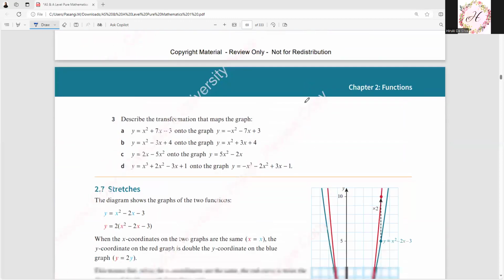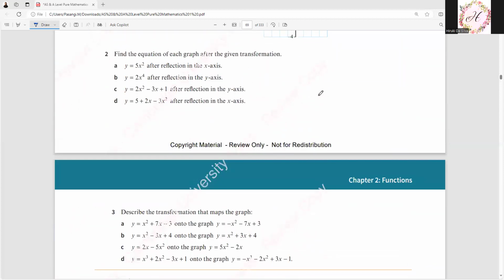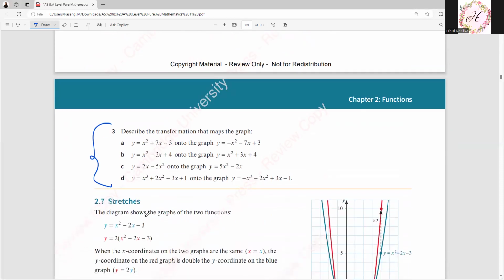Now for that exercise, we have only three questions. Reflection and given translation. Find the equation of. Only the last question, the third one. Then we'll move to the stretches. Only the third one.